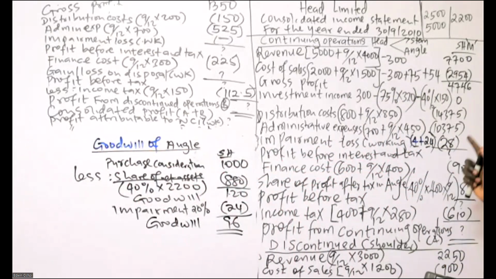So that now I can be able to fill the missing areas, most of them. So 4746 minus 1437.5 minus 1037.5 minus 28. So this one is 2243 minus 900 plus 80. So this is 1423 minus 610 is 813.